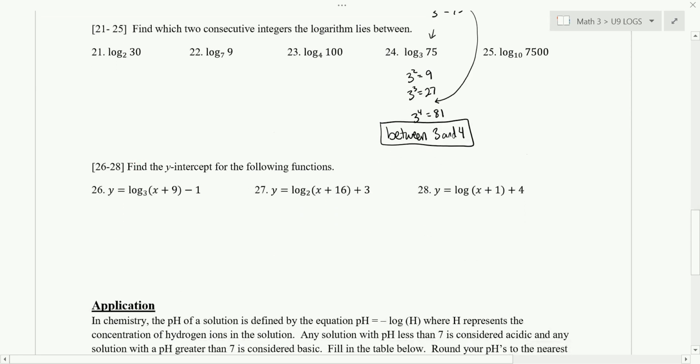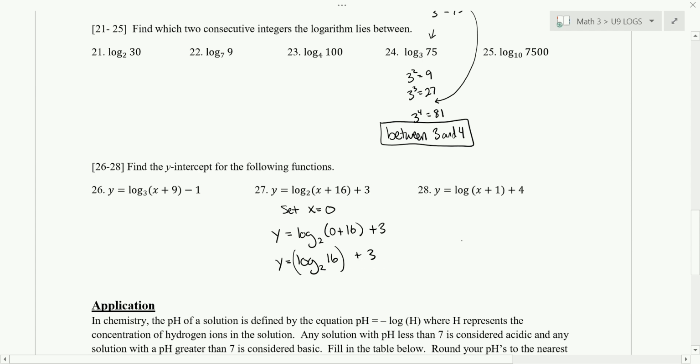Number 26 to 28, you're to find the y-intercept for the following functions. To find a y-intercept, you set x equal to 0. Solve for y. We'll look at number 27. 0 plus 16 is 16. And we need to first evaluate the log, find out what log base 2 of 16 is, and then whatever our answer is we will add to 3.